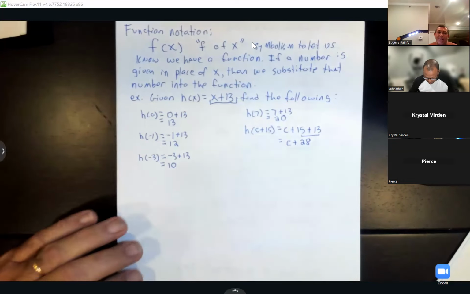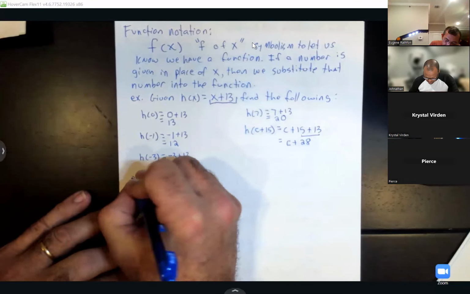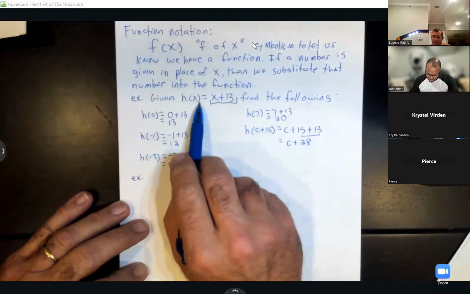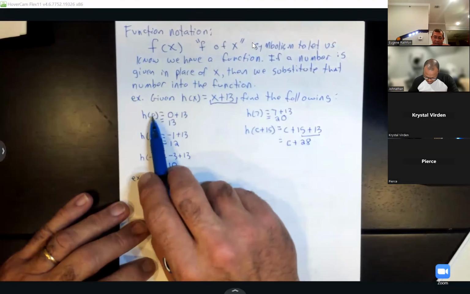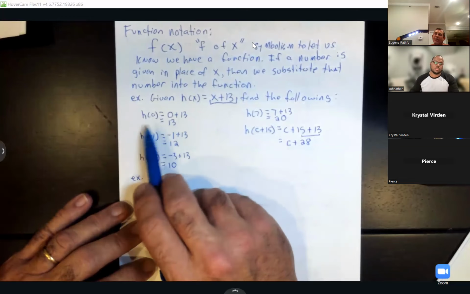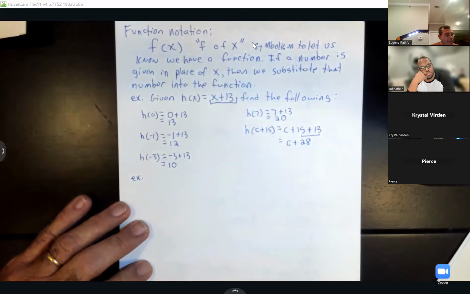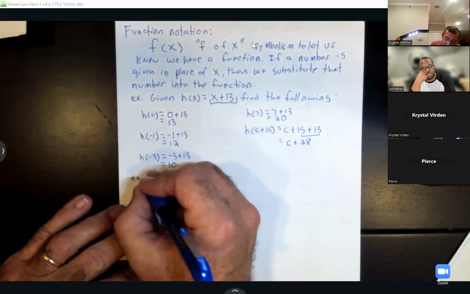Y'all are not too bad. It's just keeping up with this being symbolism and letting me know that they're giving me the numbers to put in for those x's on each of those, okay? So let's try this one. This one actually has an f of x.